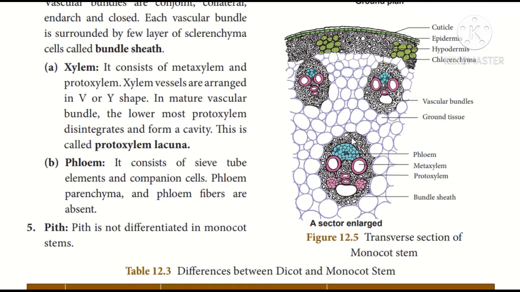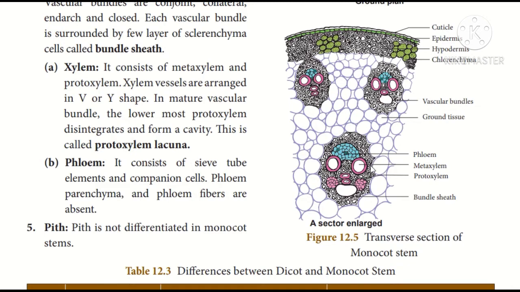Here there is no differentiation of endodermis, cortex, pericycle and pith, as is differentiated in the dicot stem. And coming to the very important part, the vascular bundle: here the vascular bundle looks just like a human skull, and they are scattered in the ground tissue. Here 1, here 2, and here 3. So many vascular bundles are scattered in the ground tissue, and the vascular bundles are conjoined, that is, xylem and the phloem.